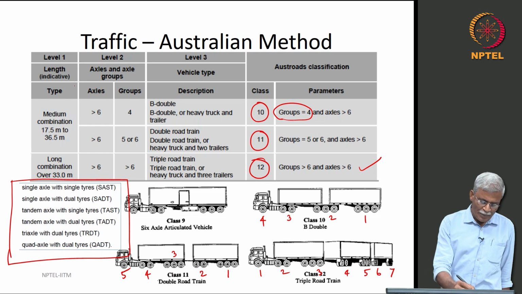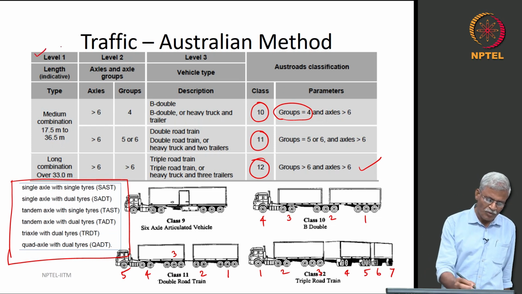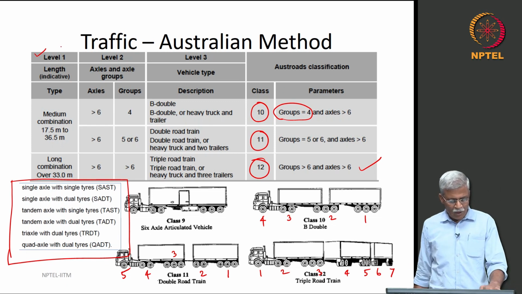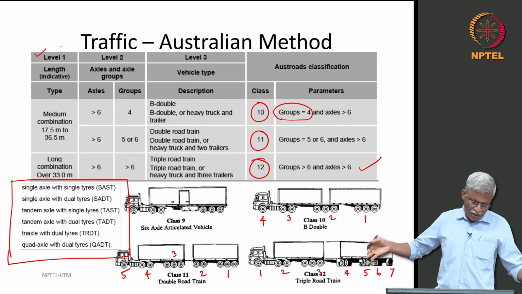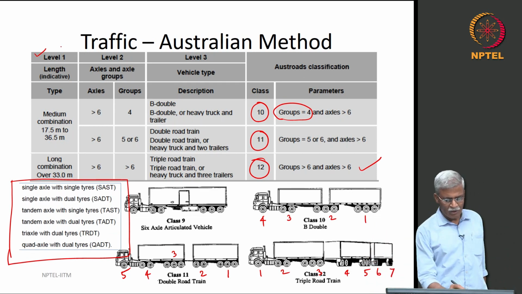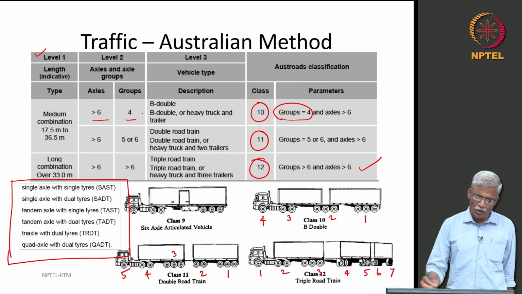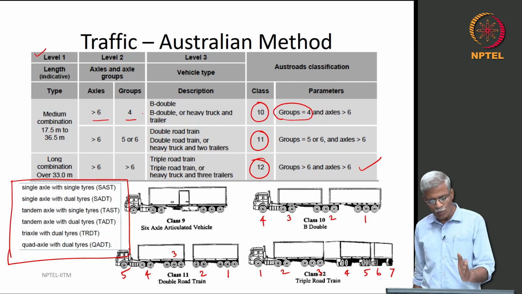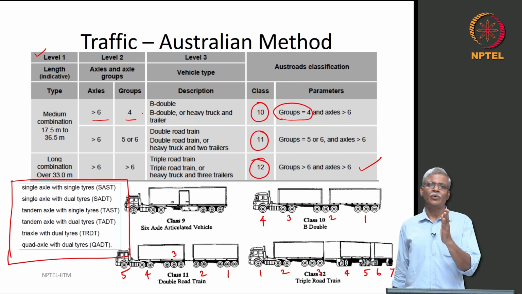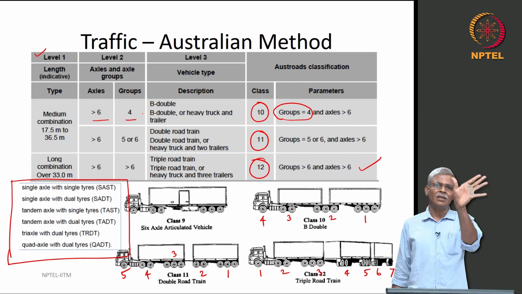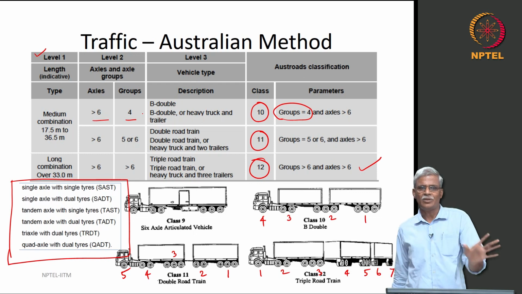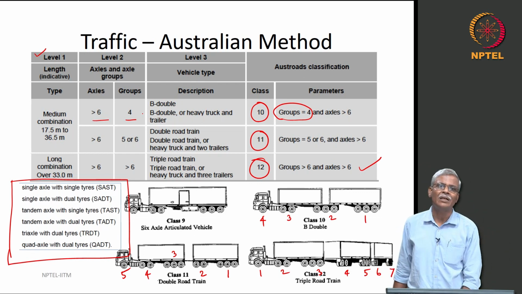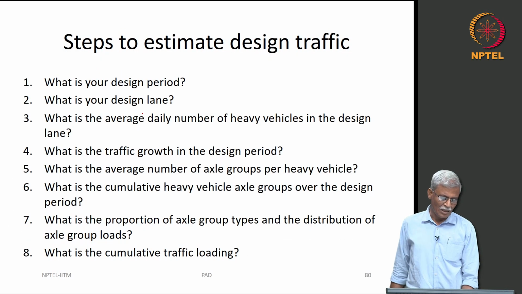Now, depending on the type of design that you are looking at, you can talk in terms of combinations, or you can talk in terms of the axles and the groups here. So, this is the length, this is the axle and group, and this is the vehicle type. These are the 3 levels under which the traffic is classified. Okay. So, please keep this in mind. This is the kind of detail that we really need.